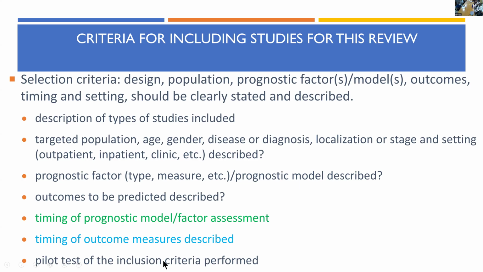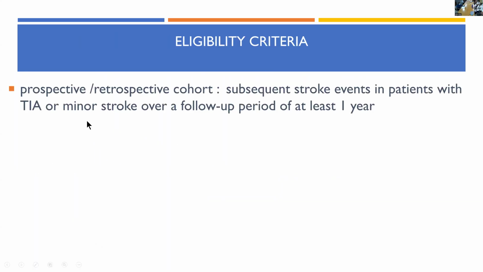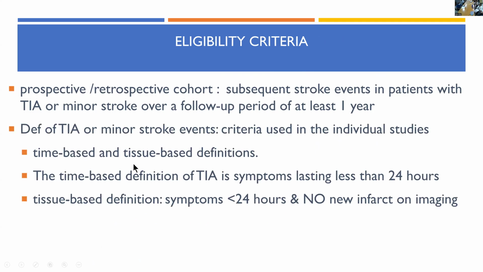Did you pilot test the inclusion criteria? Suppose you say, I want only elderly people with TIA, you may not find any studies. Then you may be forced to change your inclusion criteria and say, I'll take TIA in anybody above the age of 50. So you must pilot test your inclusion criteria. Did you take prospective or retrospective cohorts? Here, this study has taken prospective and retrospective cohorts.